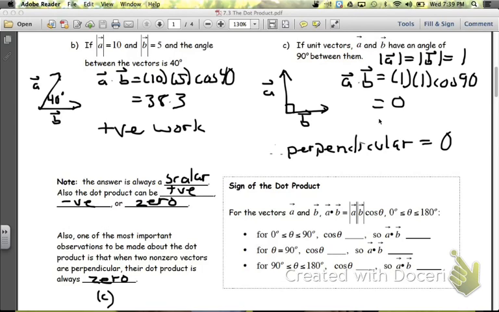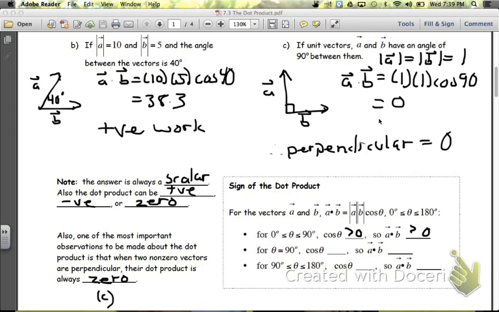So when we're looking at theta where it's between 0 and 90, such as in example B, cos theta here is going to be greater than 0. So therefore, the dot product of A and B is also going to be greater than 0.